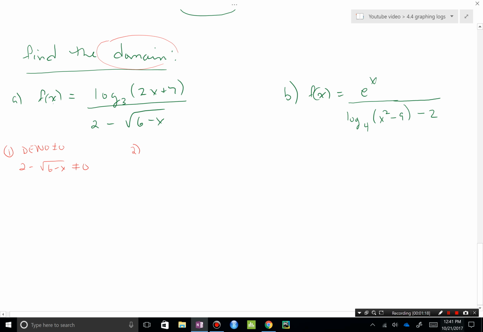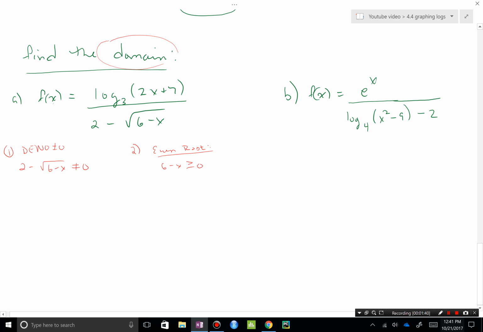Number 2 is even roots. Do I have an even root in this problem? Yes. What is the even root? 6 minus x, and that thing must be greater than or equal to 0. Well, good news is it's linear, so you don't need a sign chart. Life is good. And don't forget, to solve a nonlinear inequality, you need a sign chart.